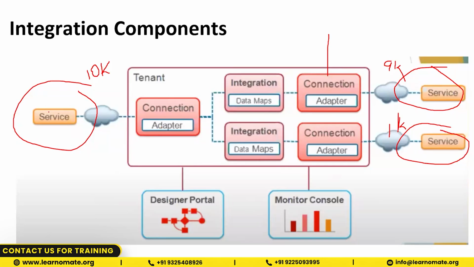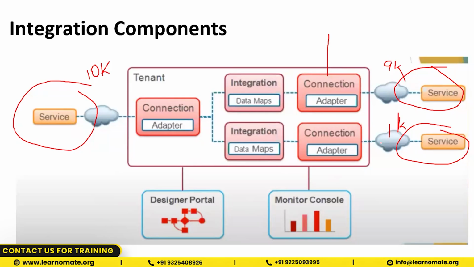So we will create one connection with the help of this adapter, another connection for this system, another connection for that one. Whatever number of systems we have, we create one connection for each. Once the connections are created, we write our integration. In that integration, we write the logic orchestration, that is, what calculation should happen.